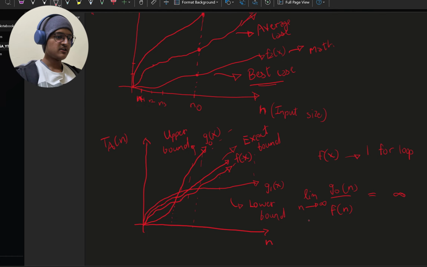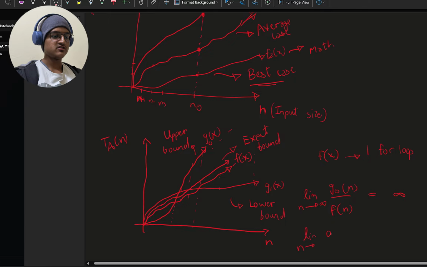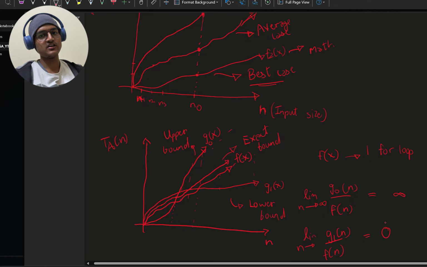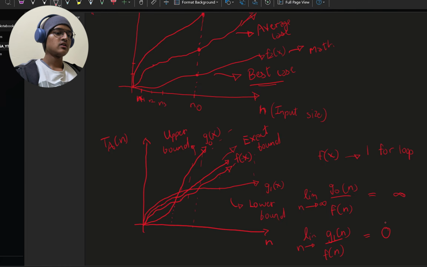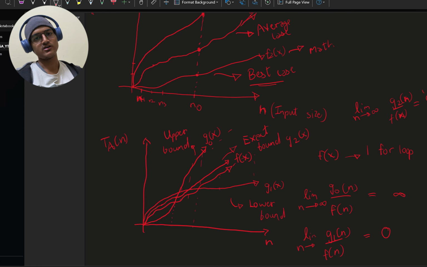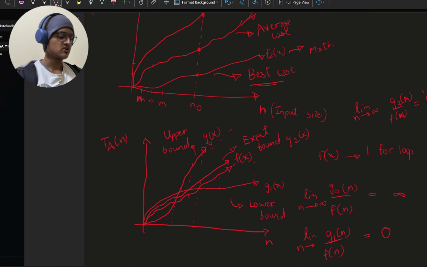And similarly, if I see for limit n tending to infinity g1 of n and f of n, it will give me the value 0, because at infinity g1 of n will have very less value compared to fn. And also if I look for the exact bound, calling it g2 of x, limit n tending to infinity g2 of n upon fn, it will give me a constant value because there is an equal spacing maintained. It runs parallel with the function fx.